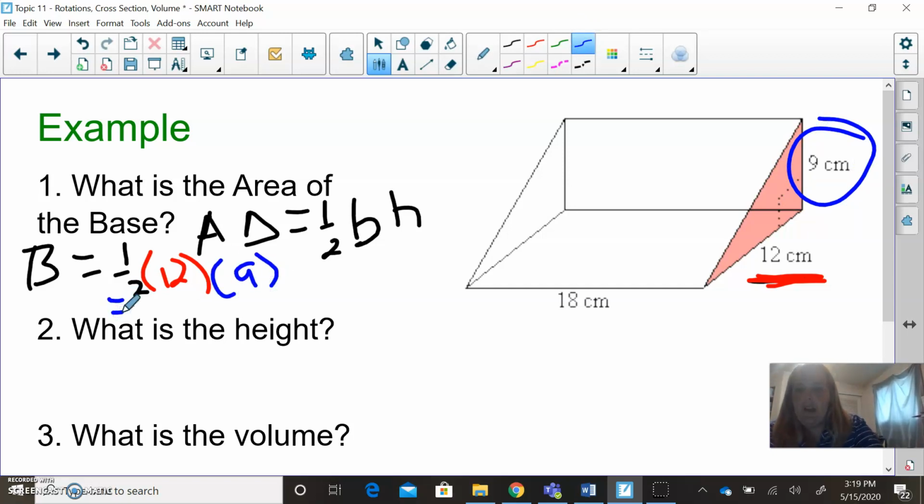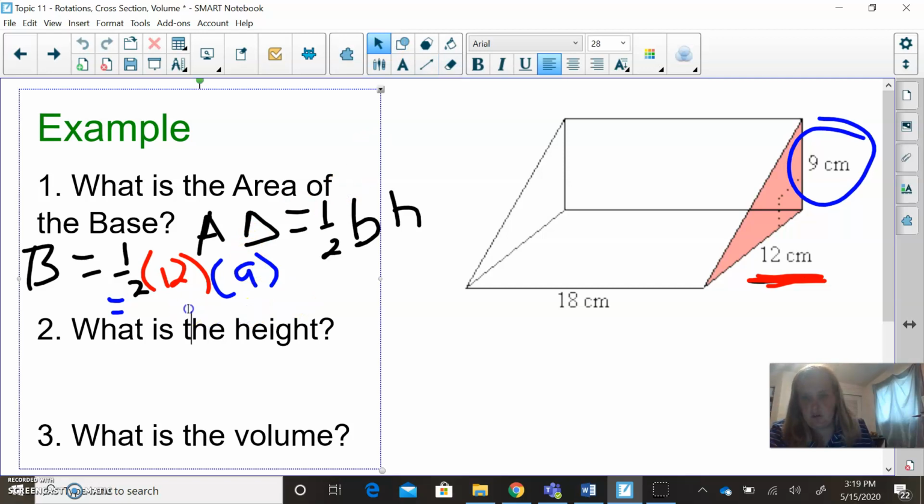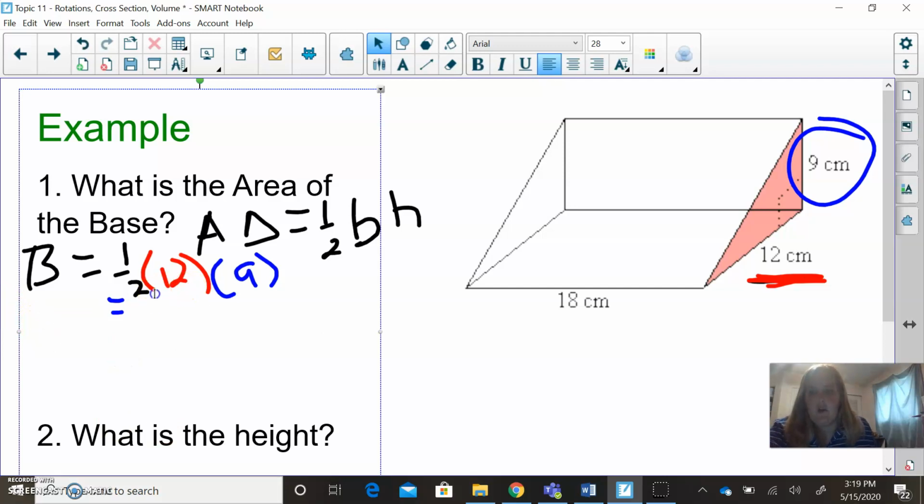Boom, boom. And I am running out of room. Running out of room. So let's bring that part down. And then we've got more room.